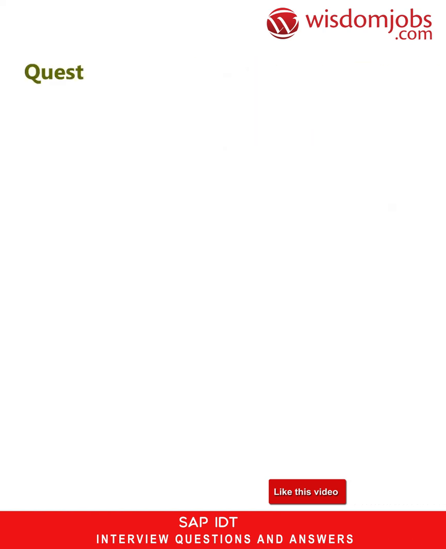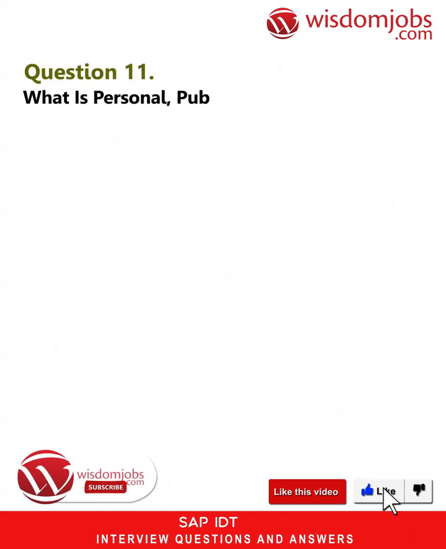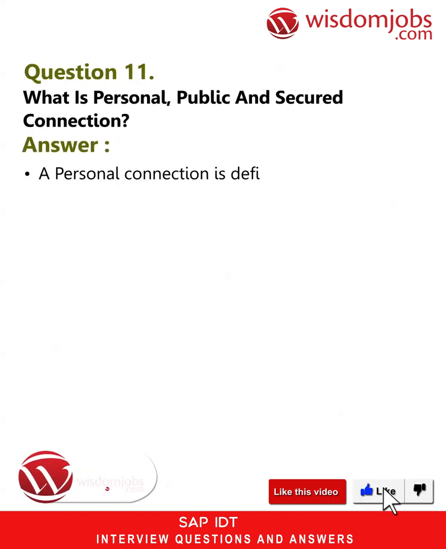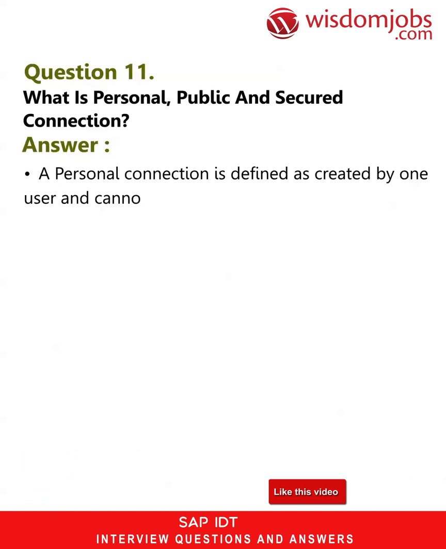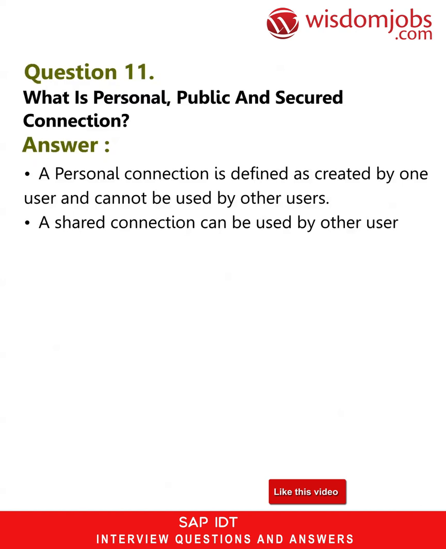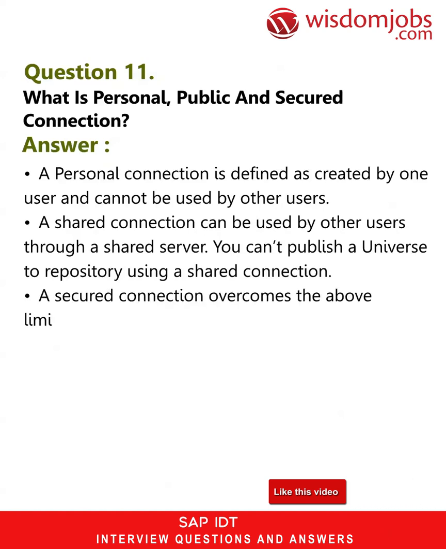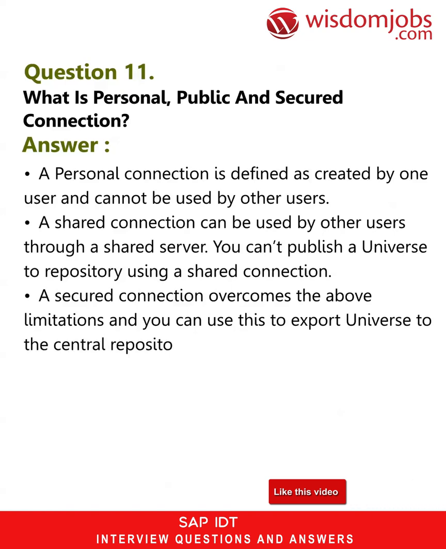Question 11. What are personal, shared and secured connections? Answer. A personal connection is created by one user and cannot be used by other users. A shared connection can be used by other users through a shared server. You can't publish a universe to the repository using a shared connection. A secured connection overcomes the above limitations, and you can use it to export a universe to the central repository.